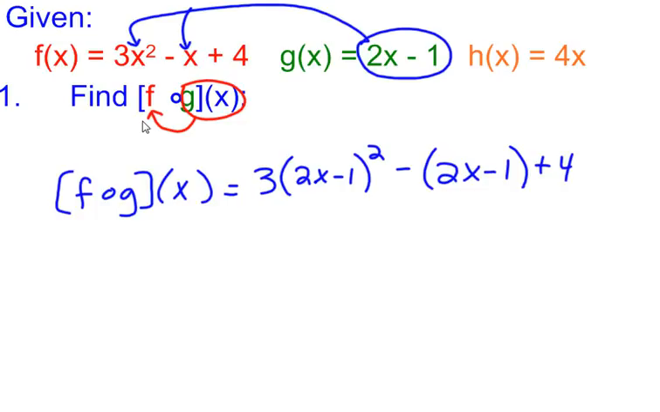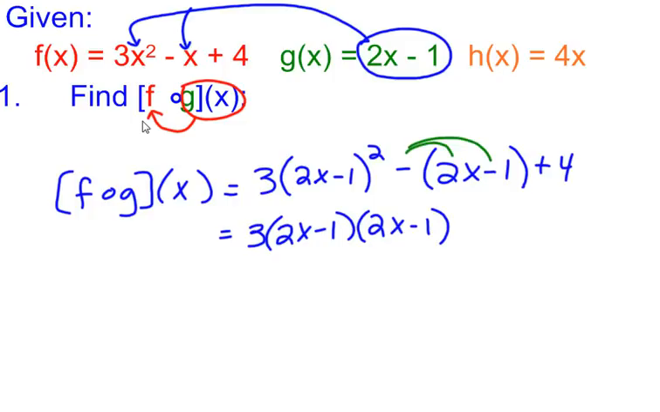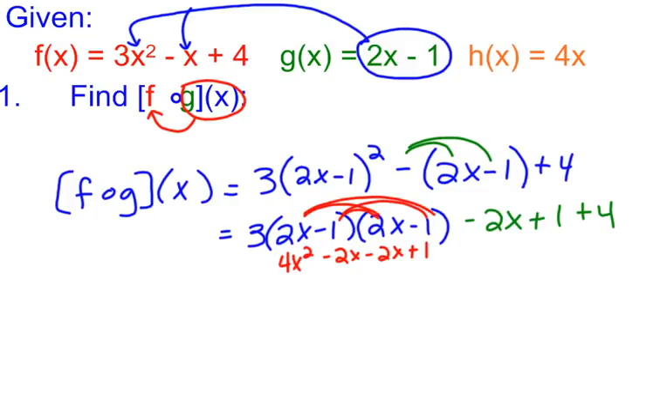From here, I'm going to simplify using my order of operations. So I know I would do an exponent first. I would have to multiply 2x minus 1 times itself. I'm going to go ahead and distribute this negative right now, so I have negative 2x plus 1 plus 4. And then I continue to simplify. I would maybe go ahead and FOIL and just write this underneath here. So it's 4x squared minus 2x minus 2x plus 1. So that's me distributing. That was going to replace this right here.